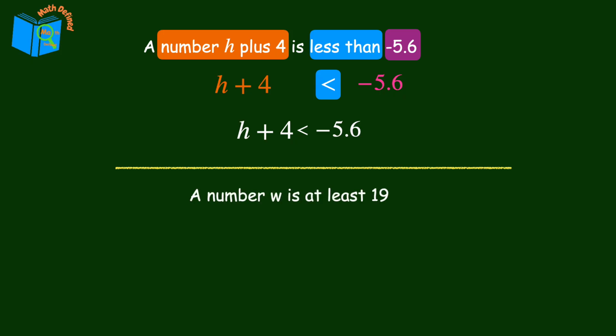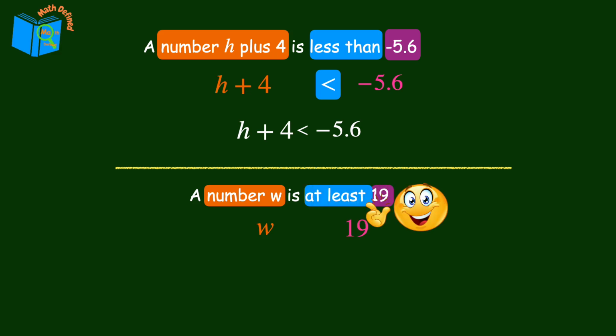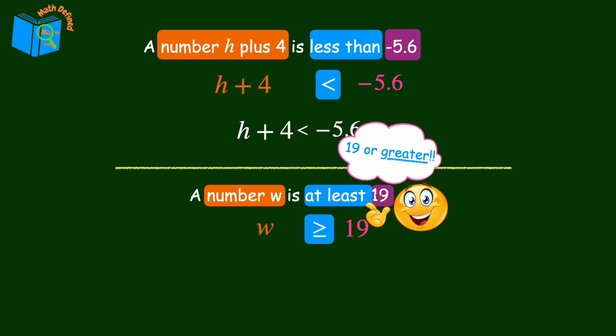A number w is at least 19. Let's identify the key phrases first. A number w translates into w. The next phrase, is at least 19, can be tricky. It's just another way of saying w can be 19 or anything greater. For that, we use the greater than or equal to symbol. So the entire phrase translates to w is greater than or equal to 19.